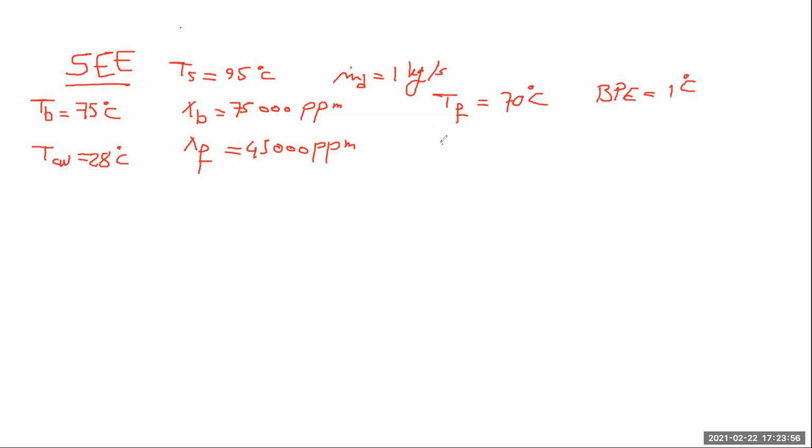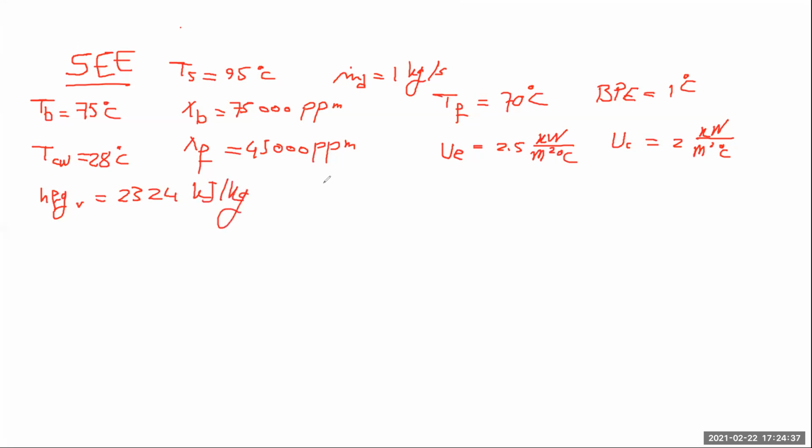The overall heat transfer coefficient in the evaporator is 2.5 kilowatt per meter square centigrade or Kelvin. Overall heat transfer coefficient in the condenser is 2 kilowatt, again, per meter square centigrade or Kelvin. And the latent heat of evaporation or condensation for the vapor is 2324 kilojoule per kilogram, whereas hfg for steam, latent heat for the condensation, is 2260 kilojoule per kilogram. So this is the kind of data that is available for this problem.